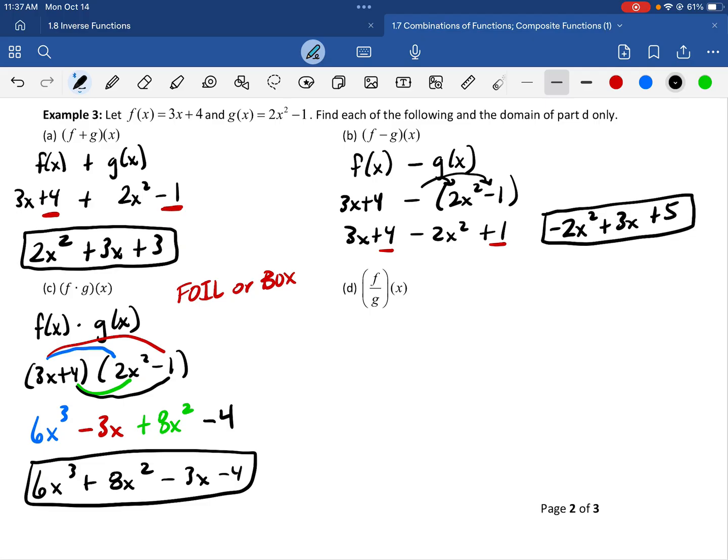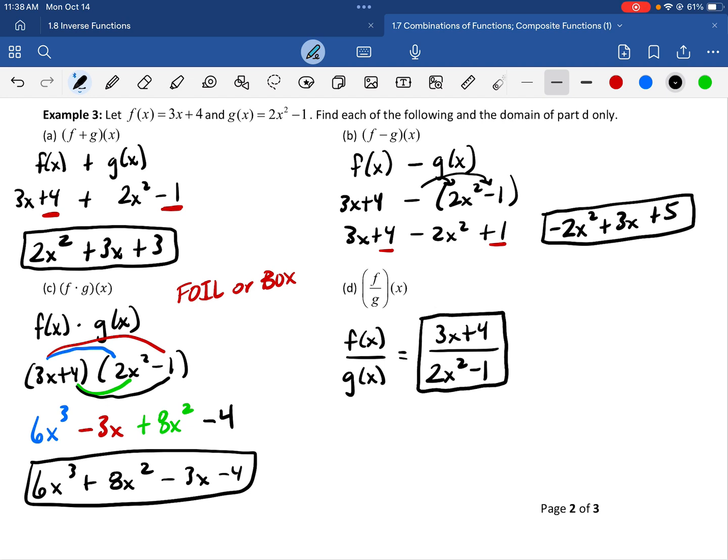All right, and then our last one here, f divided by g of x means f of x divided by g of x. So that's going to be 3x plus 4 divided by 2x squared minus 1. Right, and there's not really anything we can do as far as actually simplifying it. This is as far as it goes. For this particular one, you might come across some that you could factor and something might cancel out. But in this case, that is not.